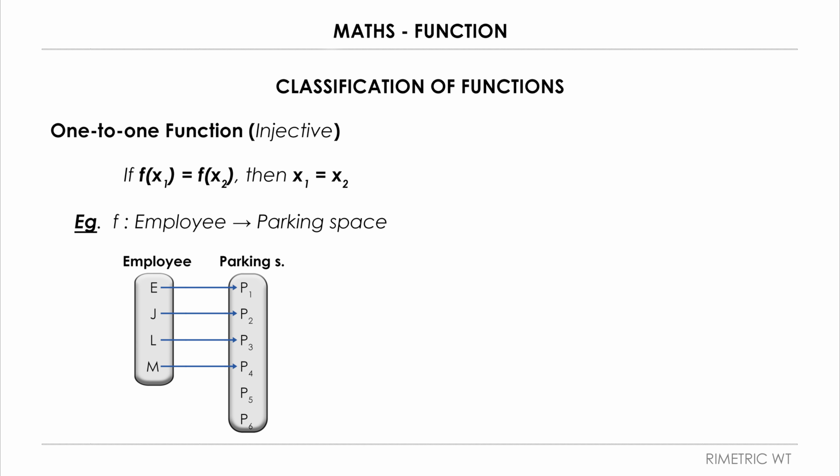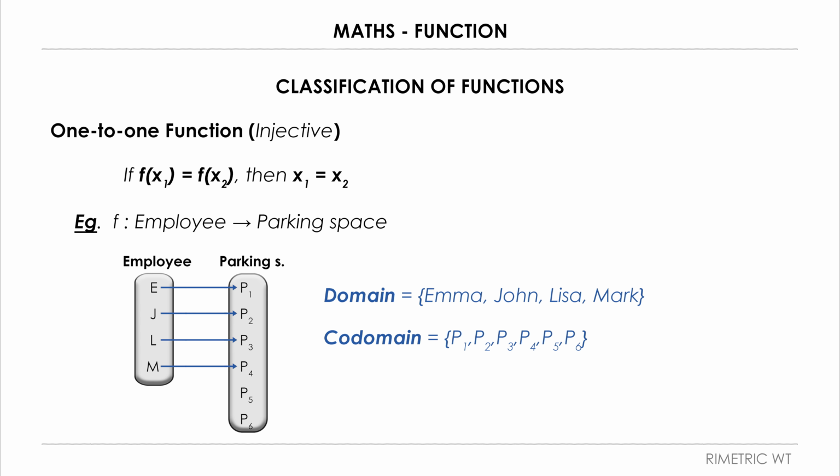Notice that there are two parking spaces, P5 and P6, that have not been assigned to any employee. Even though the company has 6 available parking spaces, only 4 of them are currently assigned, because only 4 employees, who are Emma, John, Lisa, and Mark, have vehicles. Therefore, P5 and P6 remain vacant. In this case, the range and codomain are not equal. The codomain consists of all the available parking spaces, P1 through P6, while the range consists only of the assigned parking spaces, P1 through P4.